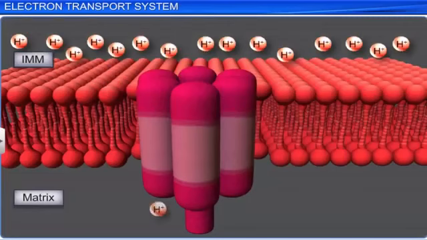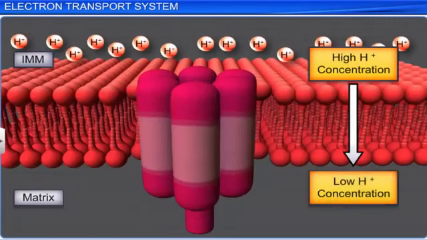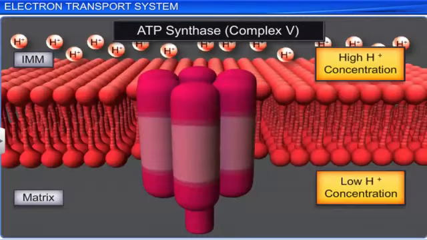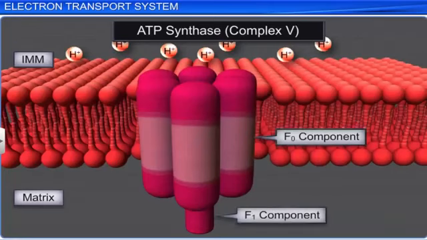The protons in the intermembrane space need to be pumped back into the mitochondrial matrix to maintain equilibrium. As the mitochondrial membrane is impermeable to protons, they are pumped through a membrane protein called ATP synthase or complex 5. ATP synthase consists of two components, F0 and F1.